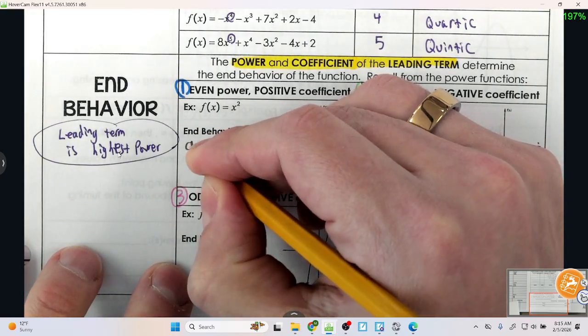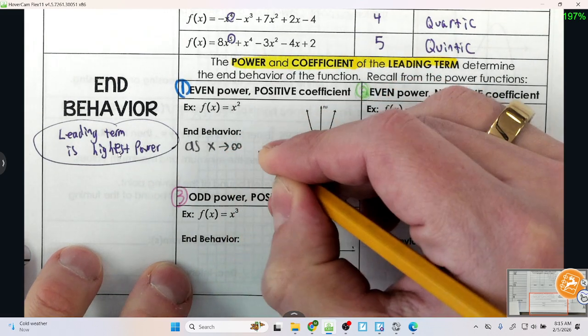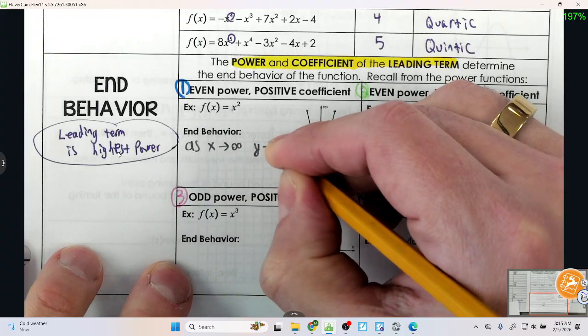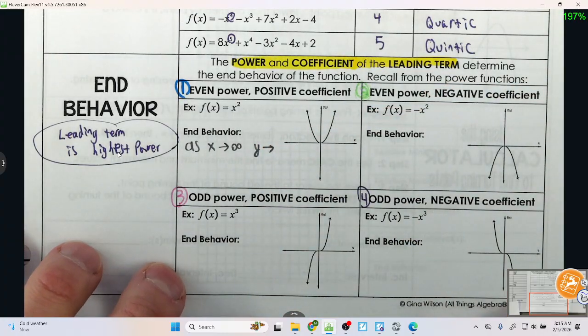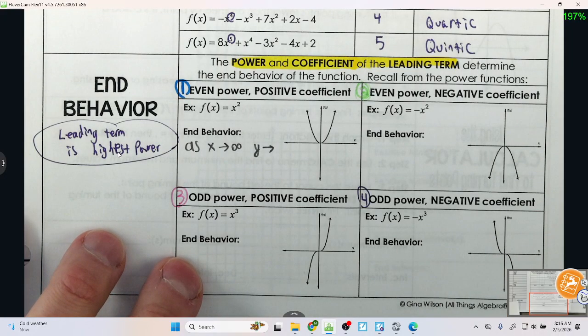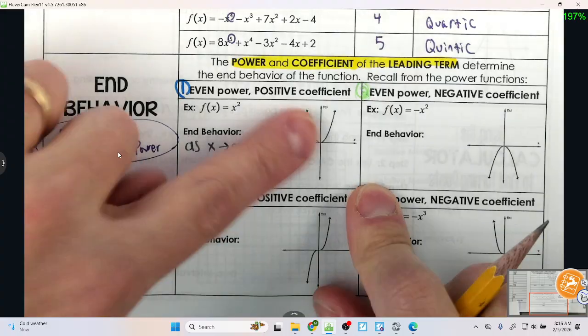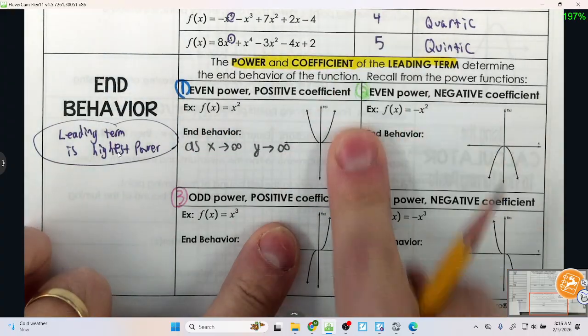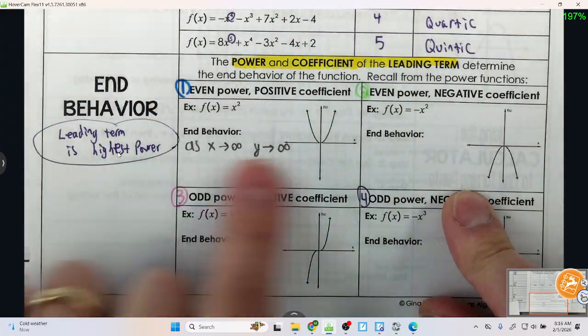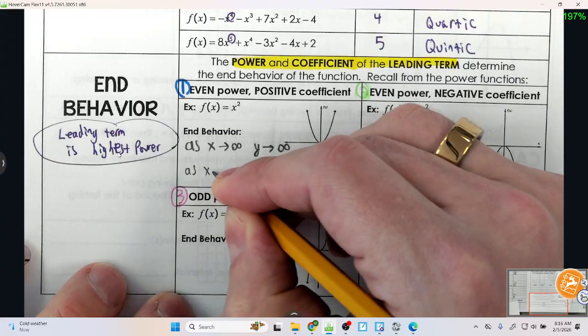So what we do is we write as x gets big, y does what? What happens as x gets big? As x gets big, what does y do? Does it get big or small? Big, right? Yeah. So as x is going to infinity, as we go this way, y is going this way. As x goes up, y goes up. They go up together.